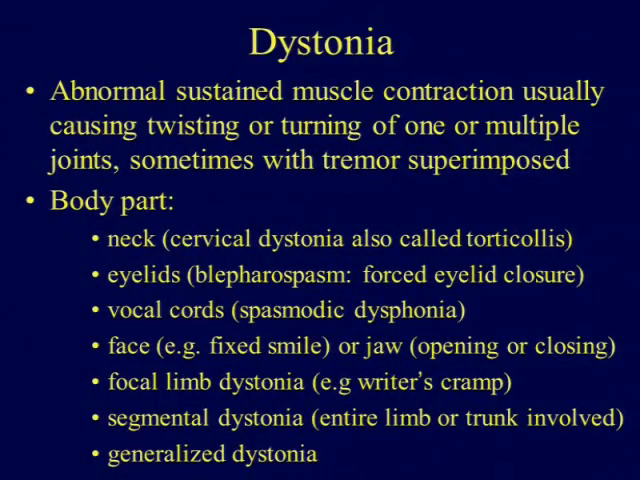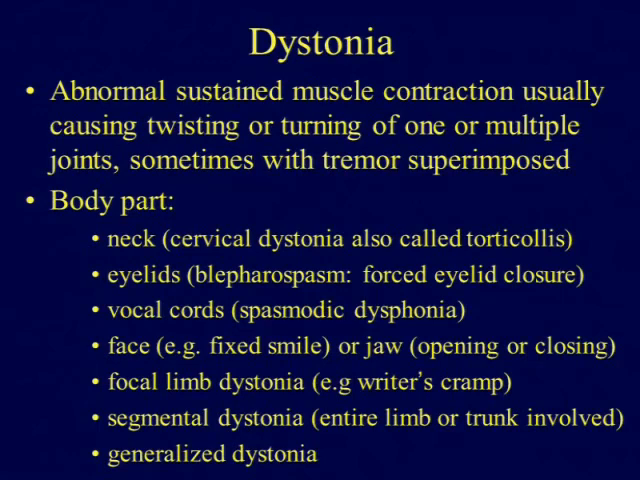Okay. So dystonia is an abnormal sustained muscle contraction, usually causing twisting and turning of one or more multiple joints, with sometimes tremor superimposed on top of it. So depending on where the dystonia is it has different names. So cervical dystonia, torticollis in the neck, blepharospasm is in the eyelids, spasmodic dysphonia is in the vocal cords, risus sardonicus is this fixed smile dystonia. You can have jaw opening or closing dystonia. Writer's cramp is the most common type of focal limb dystonia.